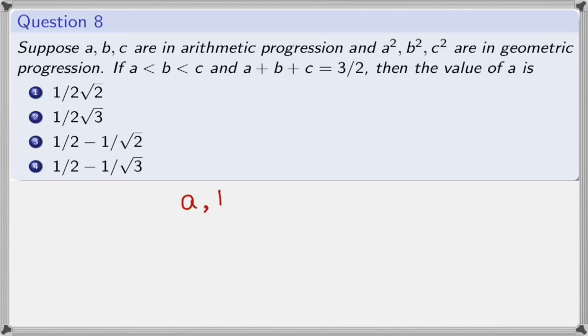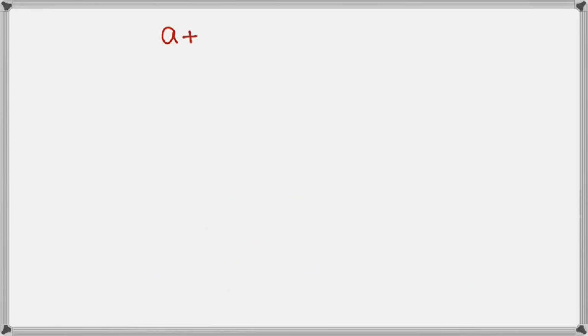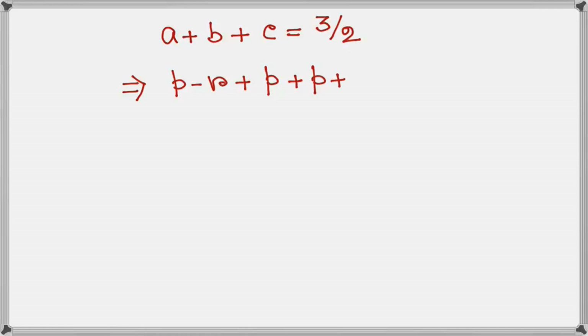Since we know that A, B and C are in an arithmetic progression, we can take A as P minus R, B as P and C as P plus R for some P and R. Now we are given that A plus B plus C is equal to 3 by 2. So therefore we are getting P minus R plus P plus P plus R is equal to 3 by 2.